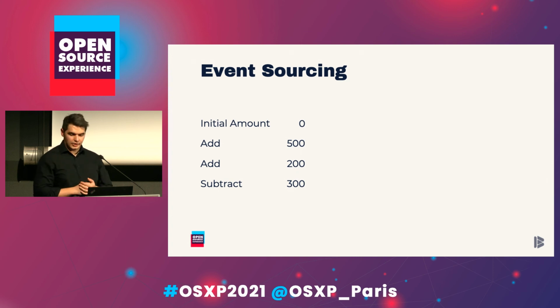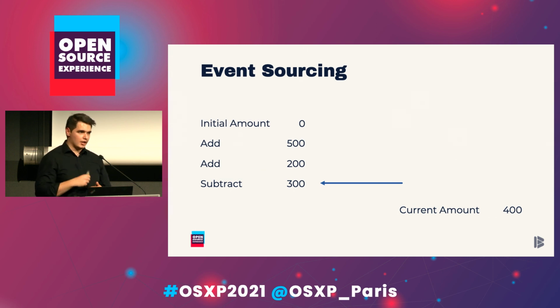So yeah, let's say we open a bank account. The initial amount is 0, then we add 500 euros, then we add another 200, and finally we subtract 300. To compile the current amount, the end of the day amount, we just have to go through that log and perform all those transactions, right? So first we add 500, then we add another 200, so we have a total of 700, and then we subtract the 300, and then we get a current amount of 400. So that's all about event sourcing, just replaying events from the log.